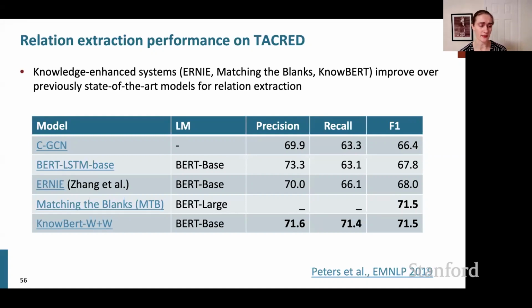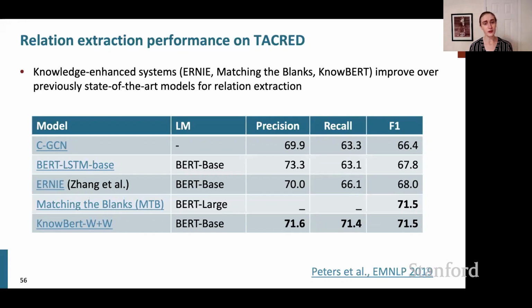ERNIE is the work that we talked about with the pre-trained entity embeddings. Matching the blanks we didn't get to today, but it's a really interesting work about learning meaningful relation representations. And it falls more into the training data modification approaches in that they are actually masking out entities again. And then KnowBert is what we talked about. The W and W here means they actually encode two knowledge bases in KnowBert. So they're encoding WordNet and they're also encoding Wikipedia.